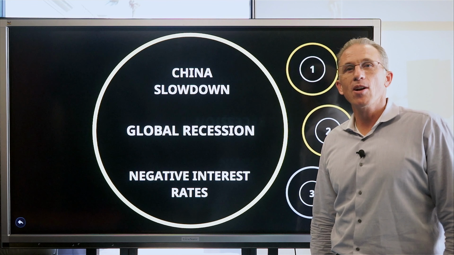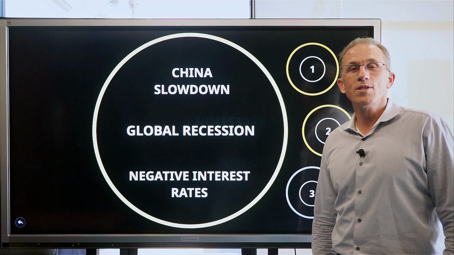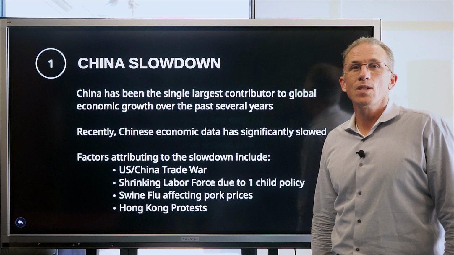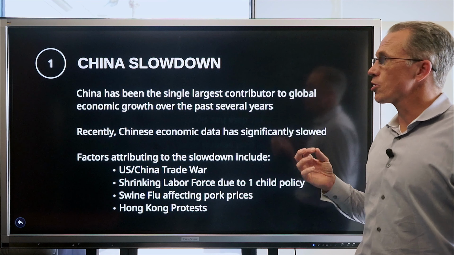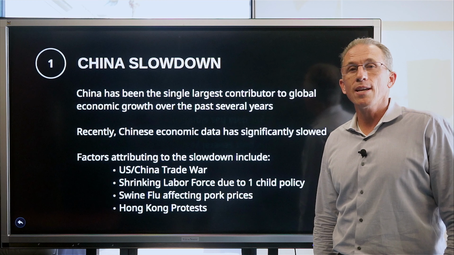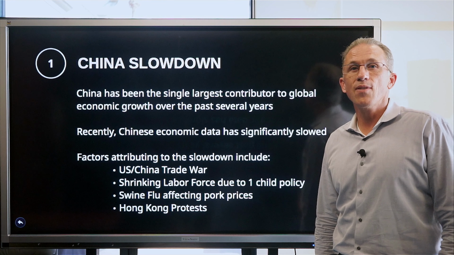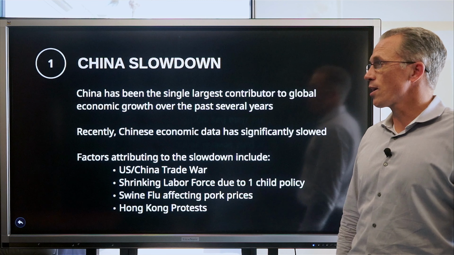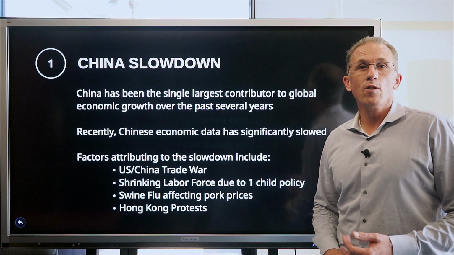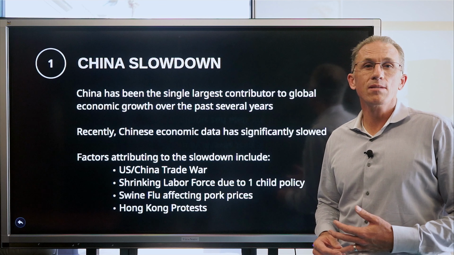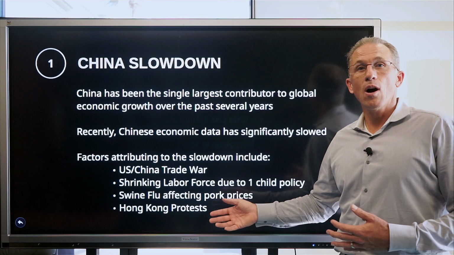Today we're going to be talking about China slowdown, global recession, and negative interest rates. So China has been the single largest contributor of economic growth over the past several years. And currently, their economic data is pointing to a significant slowdown. There's factors affecting that. First of all, the U.S.-China trade war, the shrinking labor force because of the one-child policy, the swine flu affecting pork prices, and also the Hong Kong protests.